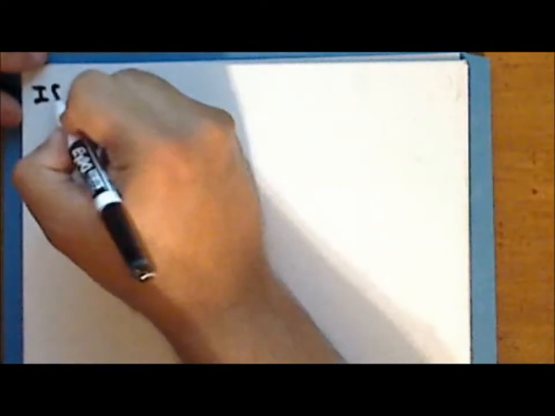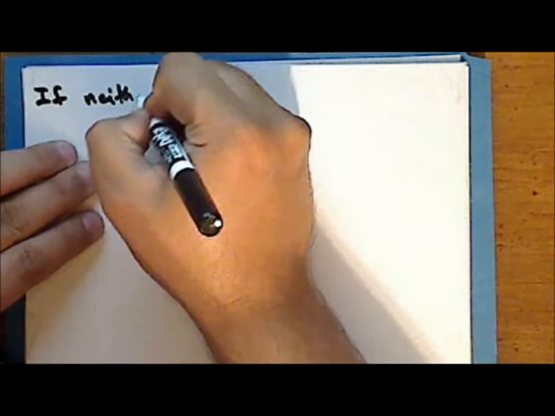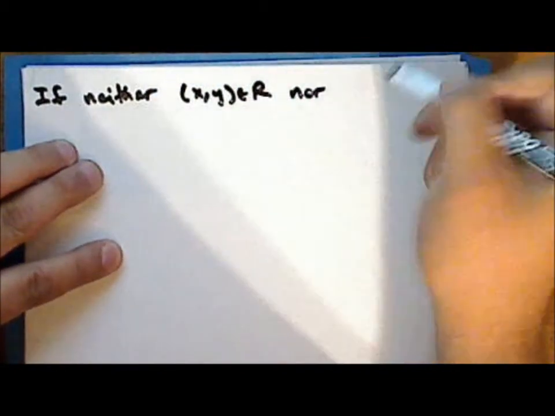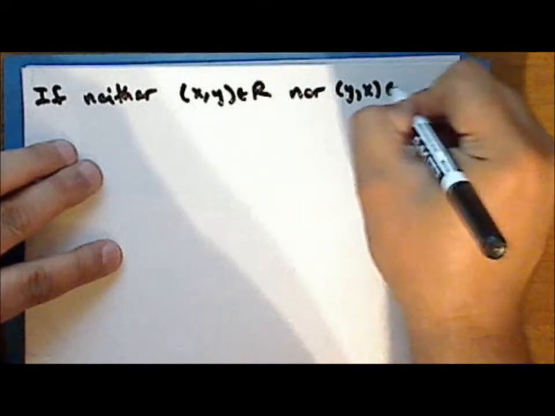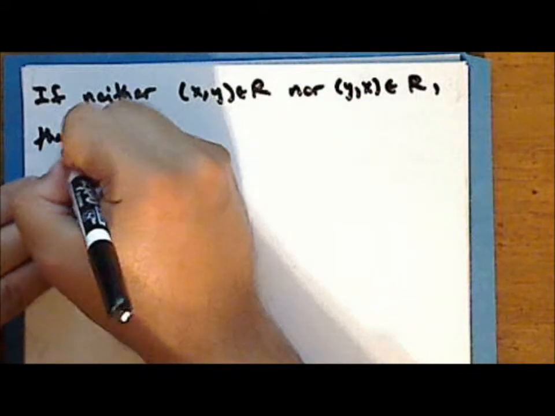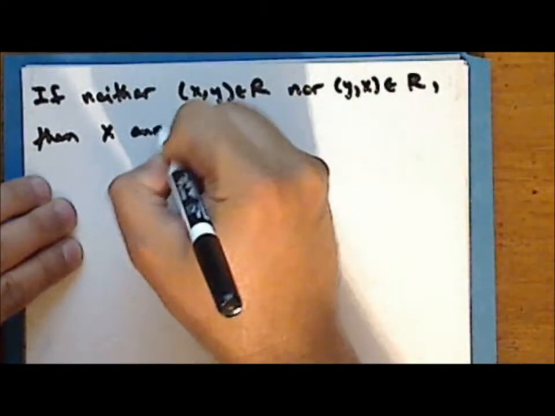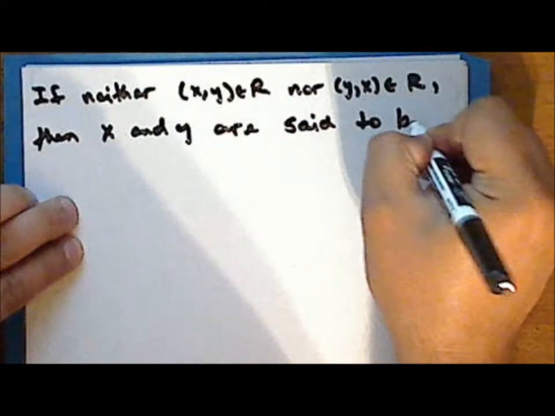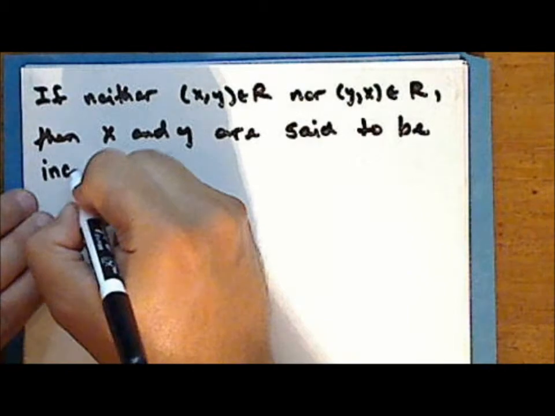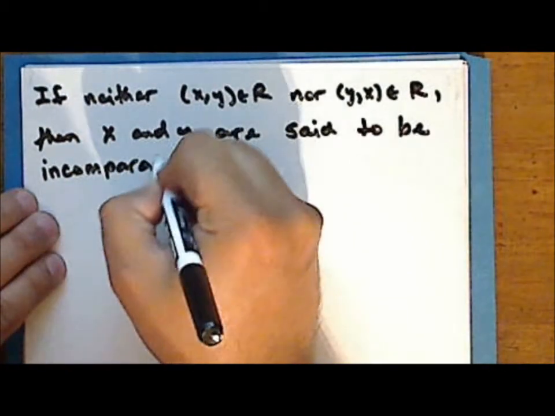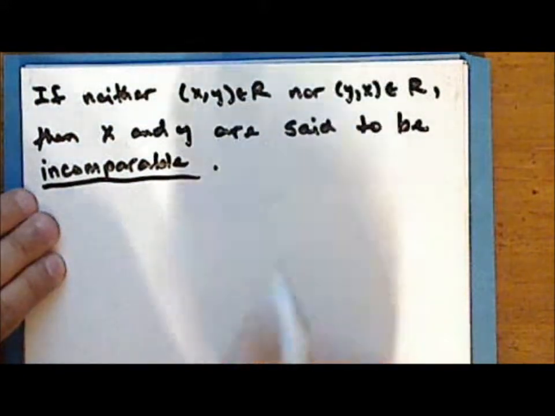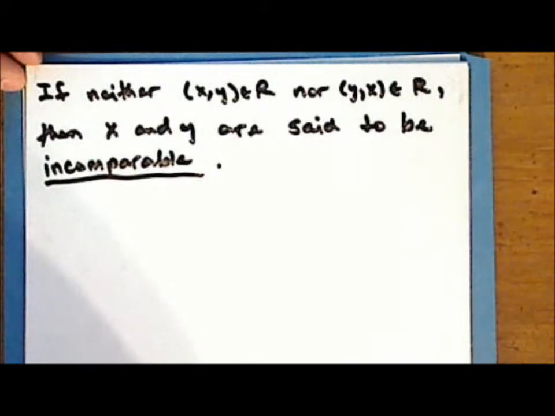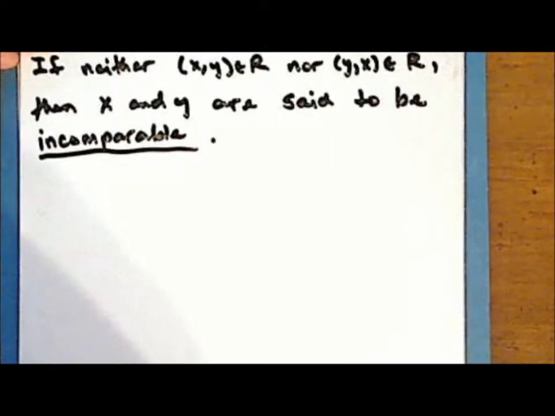If neither the ordered pair xy is in the relation, nor the ordered pair yx is in the relation, then the elements x and y are said to be incomparable. So two elements in the set X are incomparable if neither x is related to y nor y is related to x.